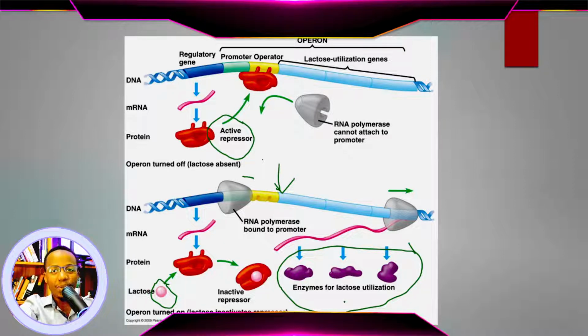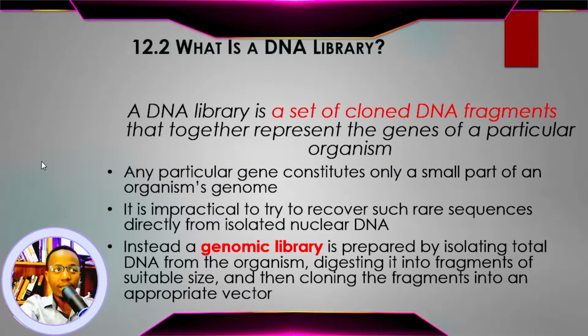All right. So this is a good machinery that we use to control this DNA production. And we use all these methods to make a DNA library. What's a DNA library? A DNA library of a certain cell or a certain organism is a set of cloned DNA fragments that together represent the genes of a particular organism, right?